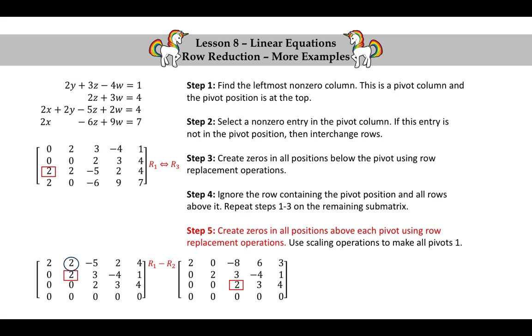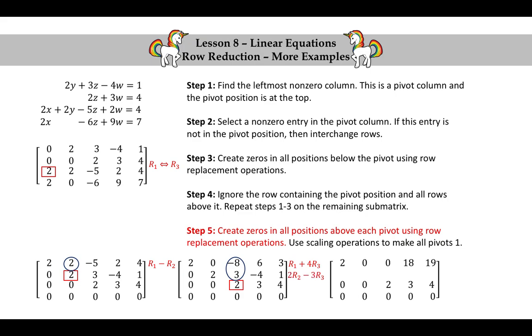Great. Let's go to this next pivot of 2 here and change the negative 8 and the 3 to a 0. We'll start by doing row 1 plus 4 row 3 to turn that negative 8 to a 0. Let's rewrite the bottom 2 rows. Again, the third row is the pivot row. It never changes when performing row replacement operations. Okay, so we have 2 plus 4 times 0 is 2. 0 plus 4 times 0 is 0. Negative 8 plus 4 times 2 is 0. 6 plus 4 times 3 is 6 plus 12, which is 18. And 3 plus 4 times 4 is 3 plus 16, which is 19.